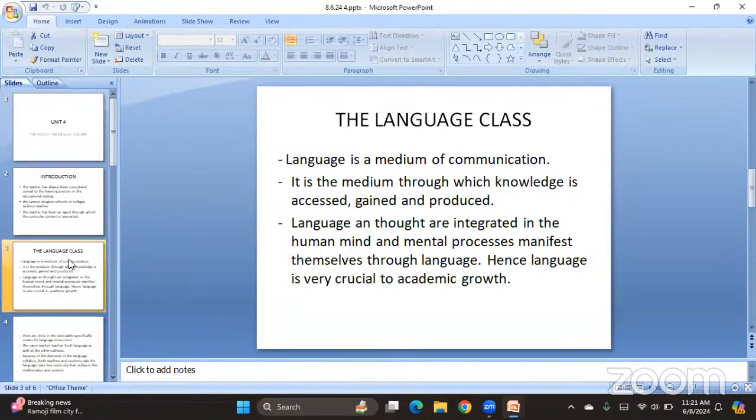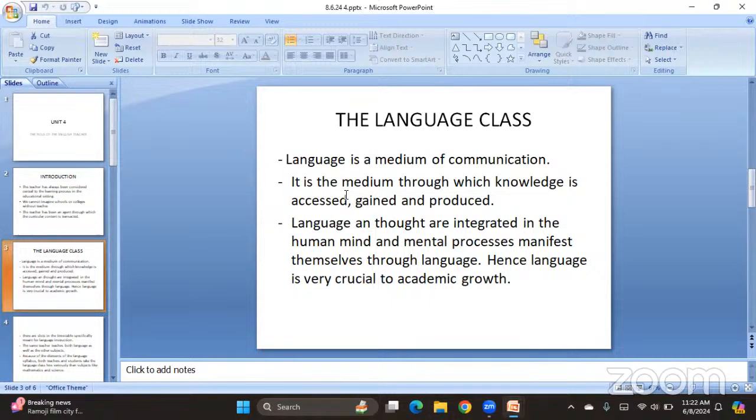So the first one is the language class. Now, in this particular one, see, language is a medium of communication, right? It is a system of systems. Language is a system of systems, through which knowledge is accessed, gained, and produced, right? This point you are very clear on. We are talking about the English language. Language, for that matter any language, is a system of systems, right? If Telugu is there, we speak, we write, we learn things also, right?